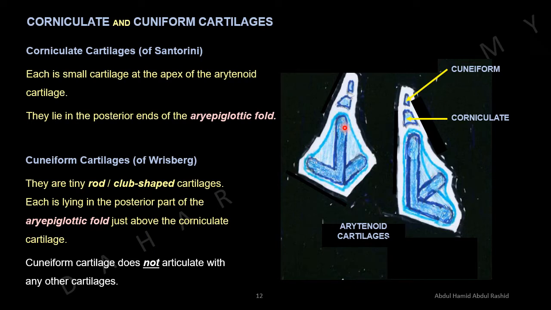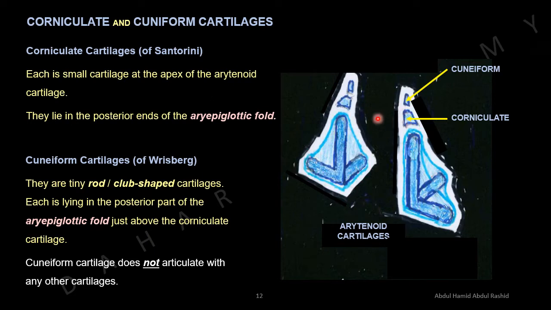Now we are going to talk about the corniculate cartilages of Santorini. This is the one. It is lying above the arytenoid cartilages and articulated with the apex of the arytenoid cartilage. This corniculate cartilage is lying in the posterior ends of the aryepiglottic folds, that is, the mucosal fold between the apex of the arytenoid cartilage and the side of the epiglottis.